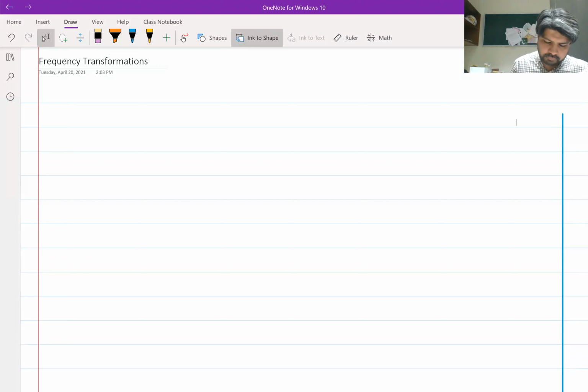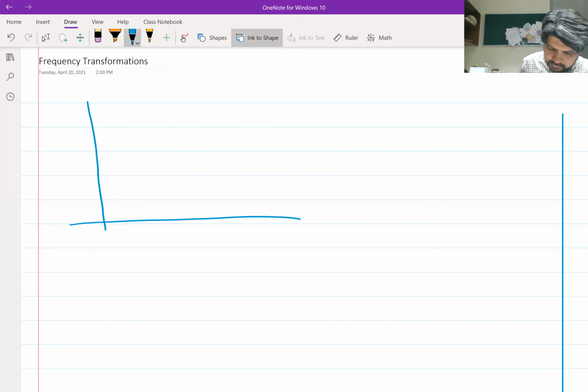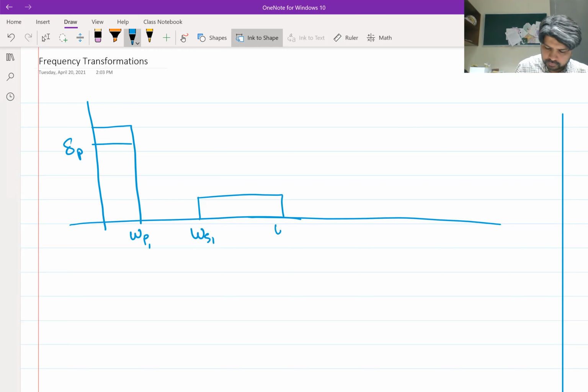Up till now, we were given the specification of a low pass filter, and we were designing the low pass filter with the knowledge that we can transform any filter from the low pass to the high pass, from the low pass to the band pass, and from the low pass to the band stop filter. Typically, for a digital filter, you have omega p1, delta p, and the stop band frequencies WS1, WS2.